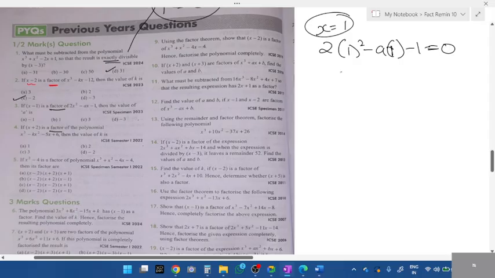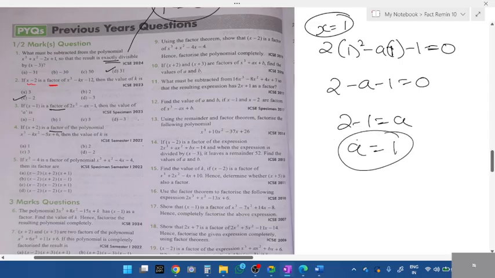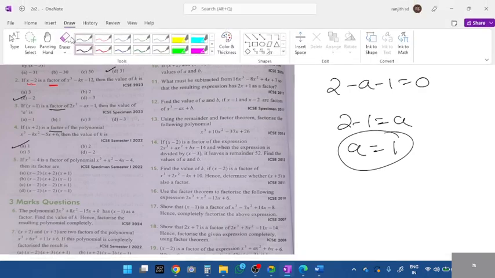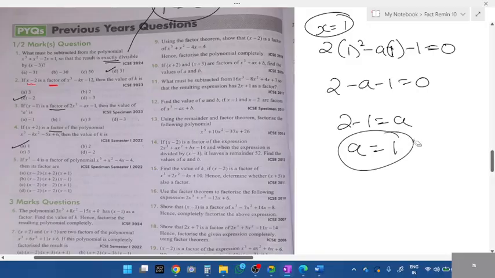Okay, what's the answer for this, students? 2 minus a minus 1 is equal to 0. 2 minus 1 is equal to a, a is equal to 1. Yeah, within 10 seconds. See, these questions, within 10 to 20 seconds, you all have to complete it.